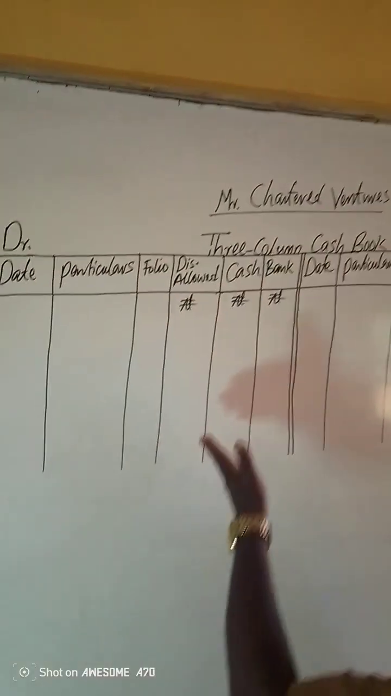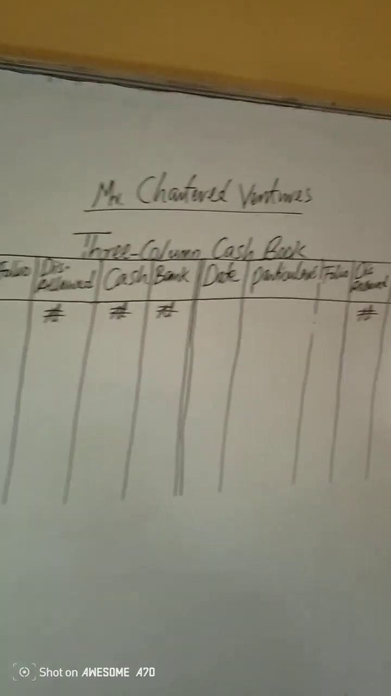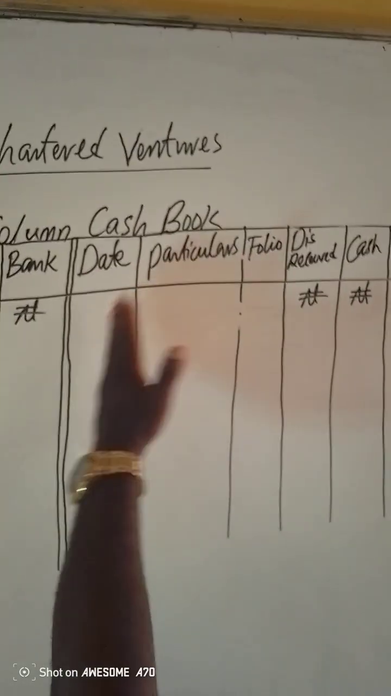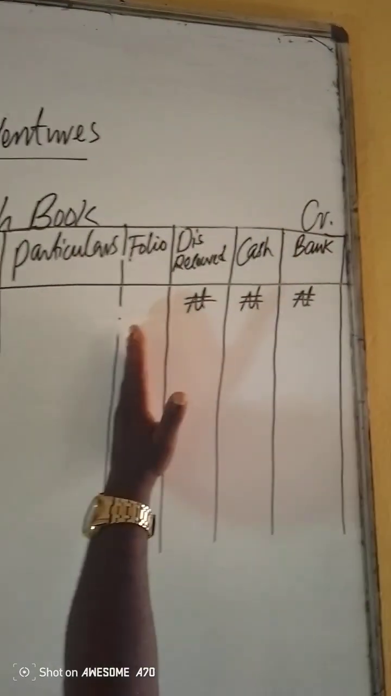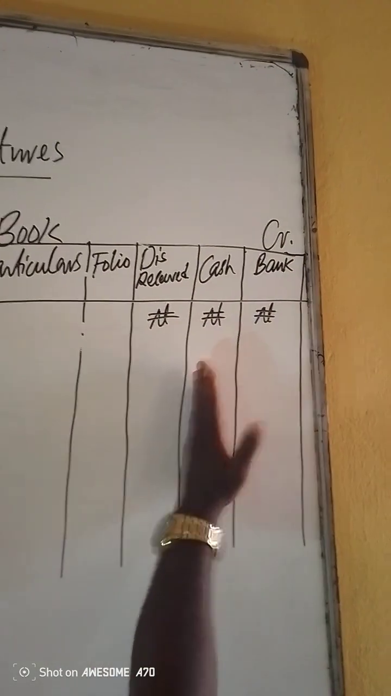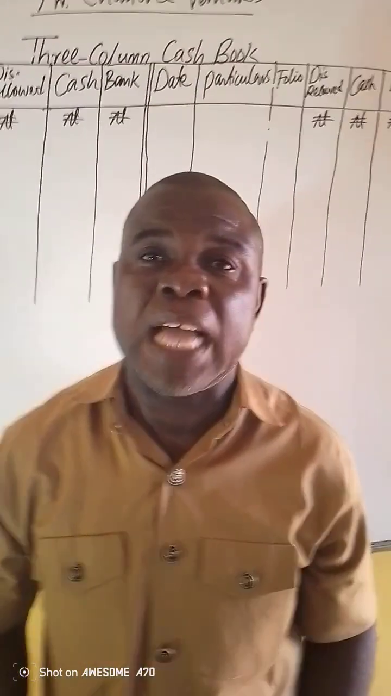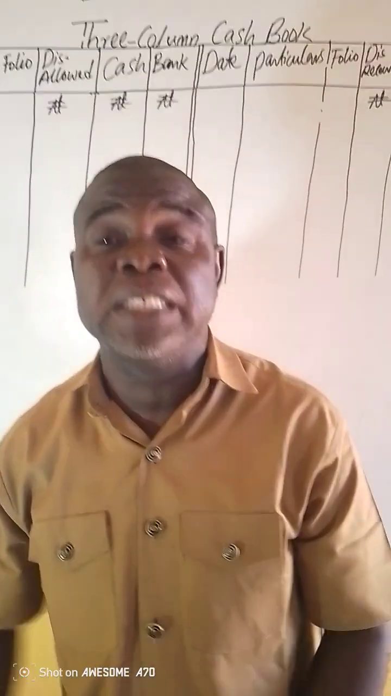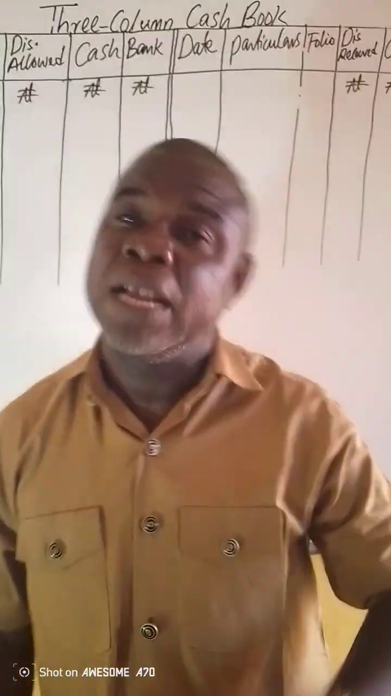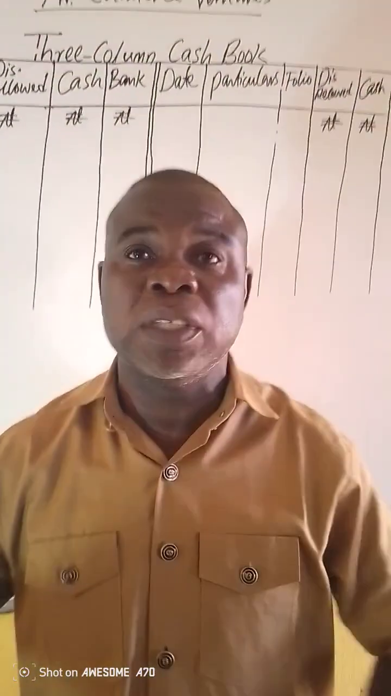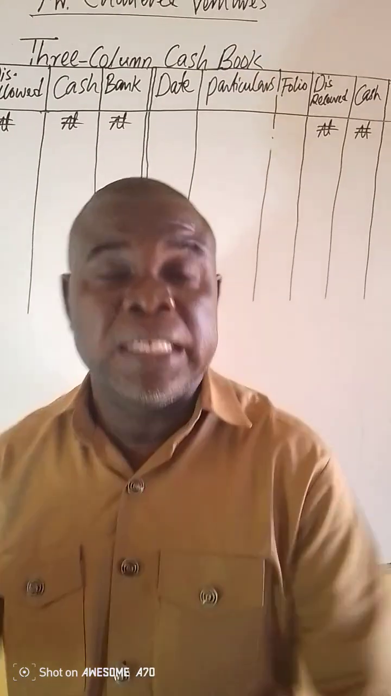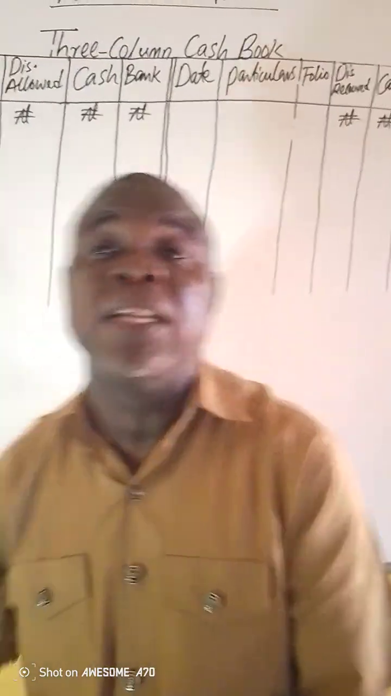Now the next is we come to the credit side. Here too, we have the date, we have the particulars, we have the folio, we have the discount received, we have cash and bank. Discount received, because most learners ask why discount received is on the credit side. It's on the credit side because the principle of double entry says a discount received is an income and all income is credited. So if you want to take it in that light too, it's clear that discount received is supposed to be on the credit side of the cash book.